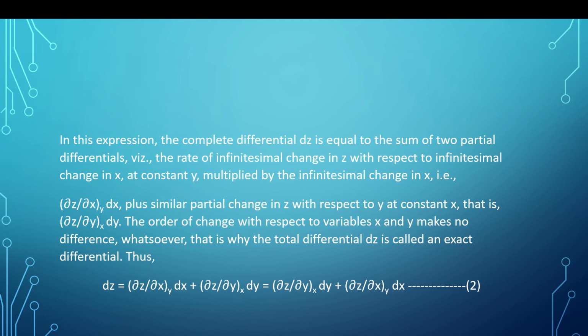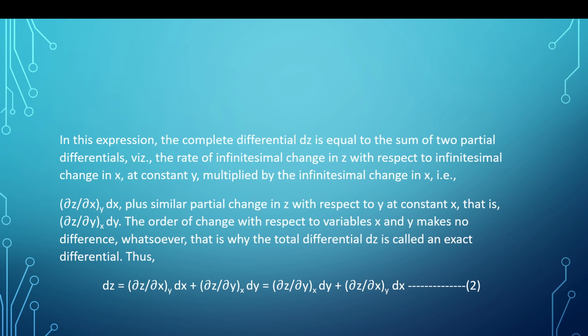In this expression, the complete differential dz is equal to the sum of two partial differentials. That is the rate of infinitesimal change in z with respect to infinitesimal change in x at constant y, multiplied by the infinitesimal change in x. Okay? (∂z/∂x) holding y, dx, plus similar partial change in z with respect to y at constant x. That is (∂z/∂y) holding x, dy.